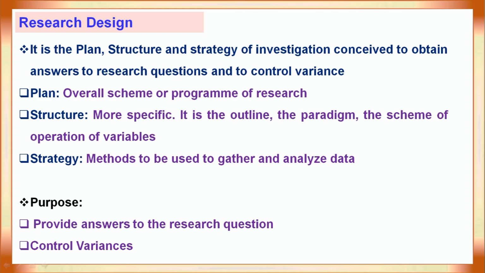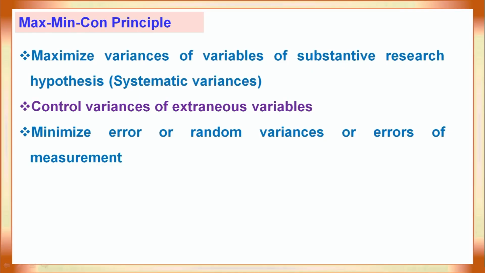The second purpose I mentioned is the control of variance. In actuality, the control of variance is the sole purpose of research design. When you can control the variances, you can accurately and objectively provide answers to the research question. Now, coming to the control of variances, in a research situation there are broadly three types of variance. We call them systematic variance, error variance, and extraneous variance.